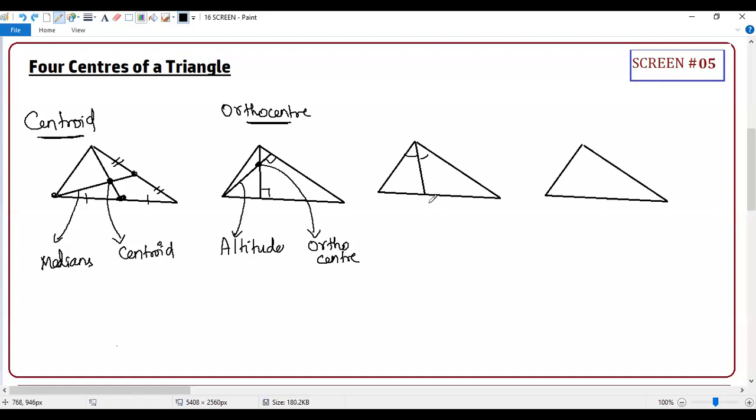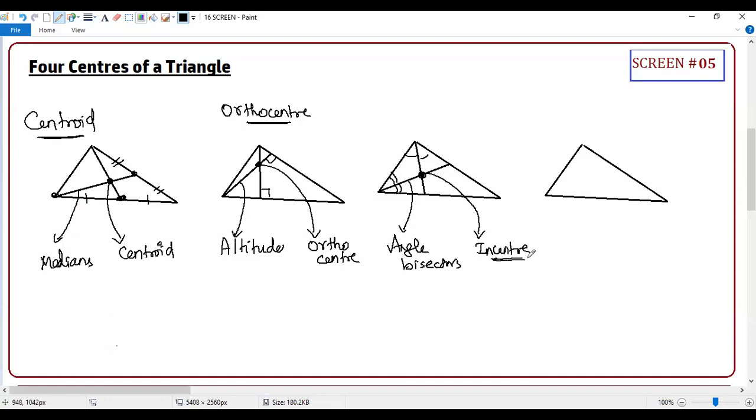Angle bisector means it is not worried about the opposite side. It just bisects the given angle. So this is one angle bisector. This is another angle bisector. So these are called angle bisectors. Remember, the point of intersection of angle bisectors is called the incenter.